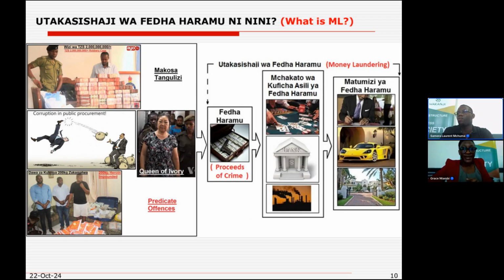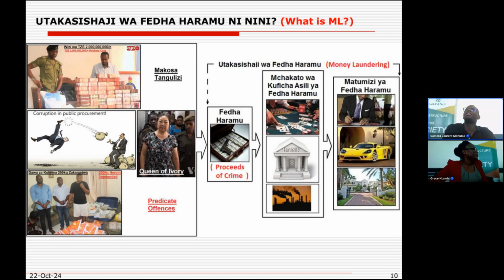And then it is used now. Maybe a person buys a house, I withdraw my money that I had put in the bank, or I acquire a building, a house, a car, or I start a business. But this money, this business, this car, this house is a proceed of a crime that was, to begin with, embezzlement, theft. So that is what money laundering is.